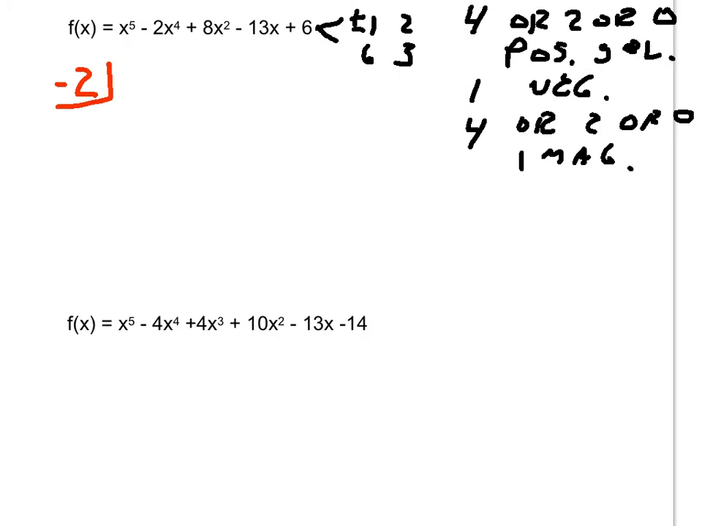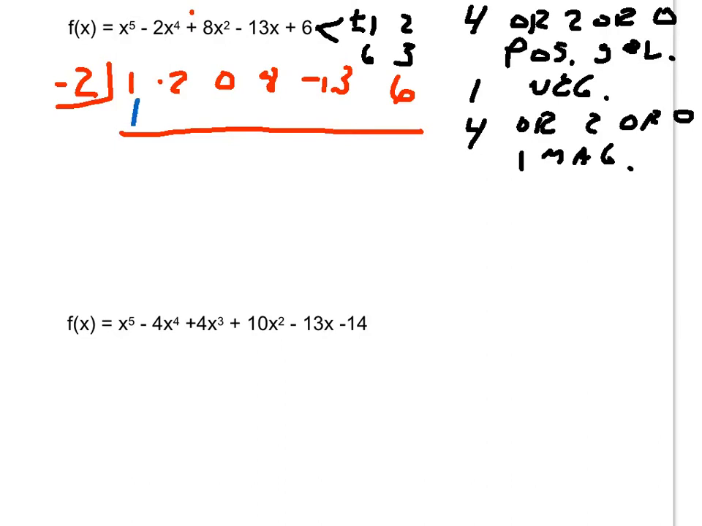So now we bring down our coefficients. Make sure you notice there is no x cubed term, so we got to make sure we put a placeholder in for that. So our coefficients are 1, -2, 0, 8, -13, and 6. Leave a space, draw a line, and we go through the motions again. Bring down the first. Multiply. So we get -2. Add it down, we got -4. Multiply, so we got a +8. Add it down, we got 8.